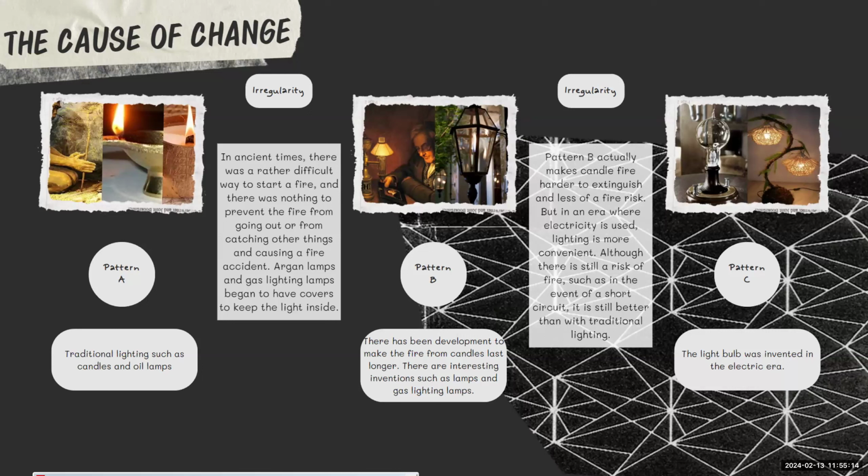So argand lamp and gas lighting lamp began to have a cover to keep the light inside. And next, pattern B actually makes a candle fire harder to extinguish and less of a light leak. But in an era where electricity is used, lighting is more convenient. Although there is still a risk of fire, such as in the event of a short circuit, it is still better than traditional lighting.